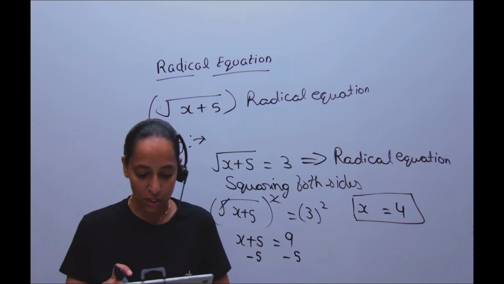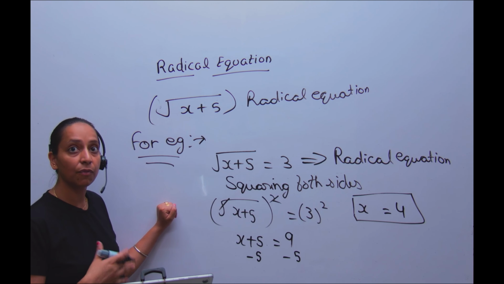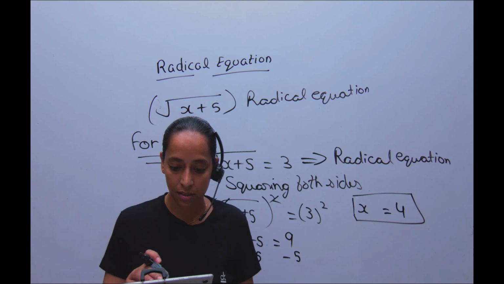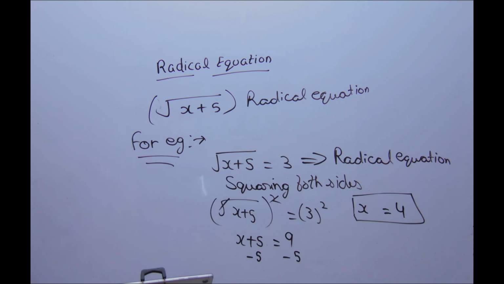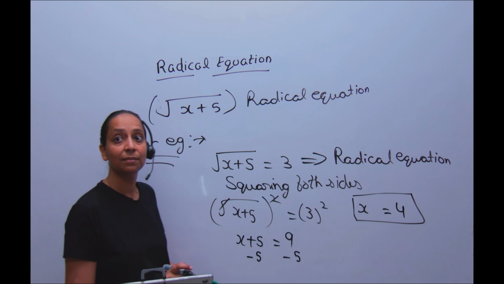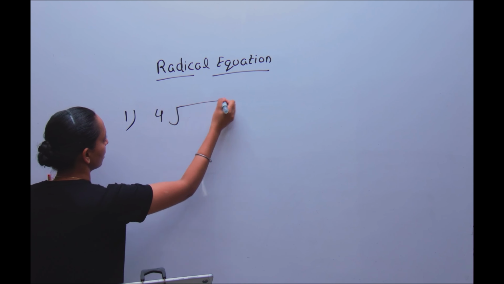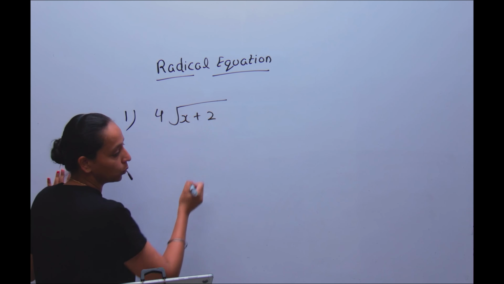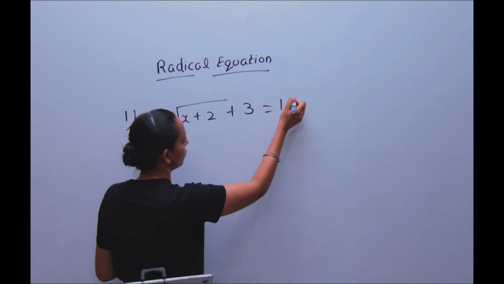Okay, now let's proceed further. We can start our exercise with this process. Our first question is: 4 times the square root of x plus 2, plus 3, is equal to 19.